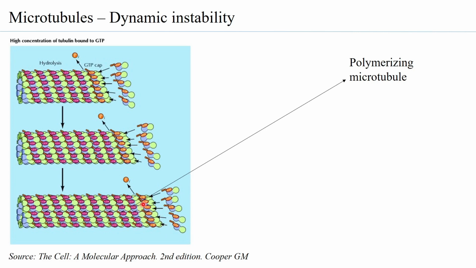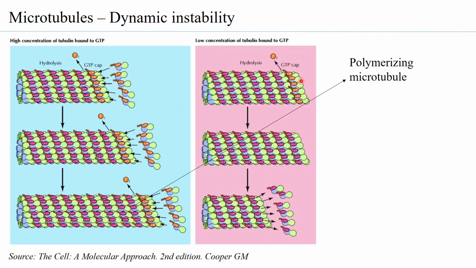Now let's take into consideration that as polymerization continues to happen, at a point of time, the amount of heterodimers decreases in the cytoplasm. So if the amount of heterodimers is decreasing in the cytoplasm, once you have the alpha beta tubulin coming and binding, and you have the hydrolyzing of the beta tubulin of this layer, this over here is having what is called a GTP cap, because the beta tubulin over here has GTP still bound to it.